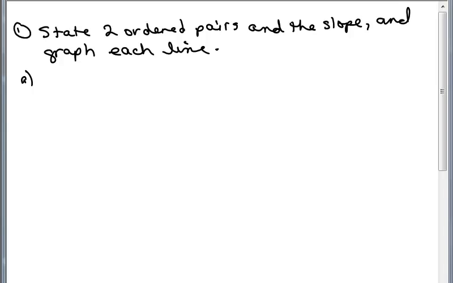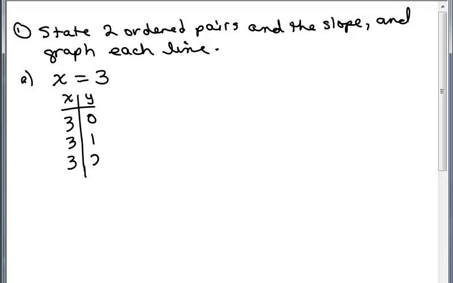All right, problem number 1 says use any method to graph the line and state two ordered pairs and the slope of the line. So the first one is x equals 3. To make some ordered pairs, what it's saying is x is always 3. So you could pick 3 for all your values of x and then pick anything you want for y. There are no restrictions. You could do 0, 1, and 2. Those give 3 ordered pairs right there, and there's lots of possibilities.